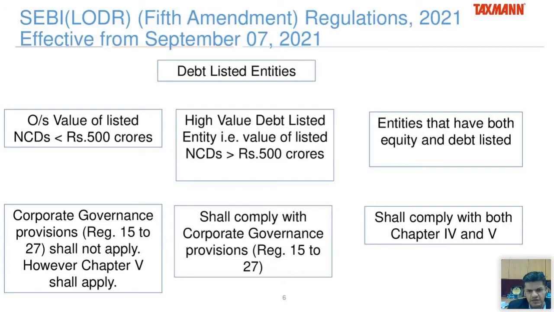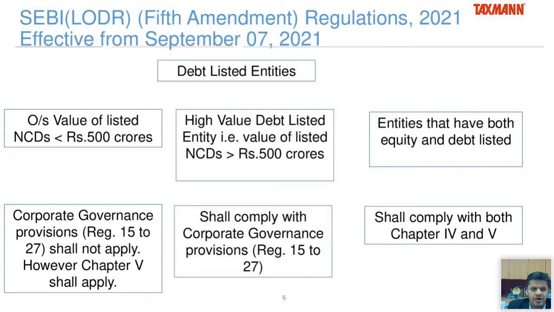And those entities which have both equity as well as debt listed shall comply with both Chapter 4 as well as Chapter 5 of LODR. So basically, friends, you would remember that under Companies Act, Section 2, subsection 52, there was an amendment sometime in March, which basically removed the debt listed entities from the definition of listed companies. And therefore, with an overall objective of ease of doing things, under Companies Act, listed companies are only the companies which have only the equity instruments listed, and those which have their debt instruments listed are not considered to be listed post that amendment.